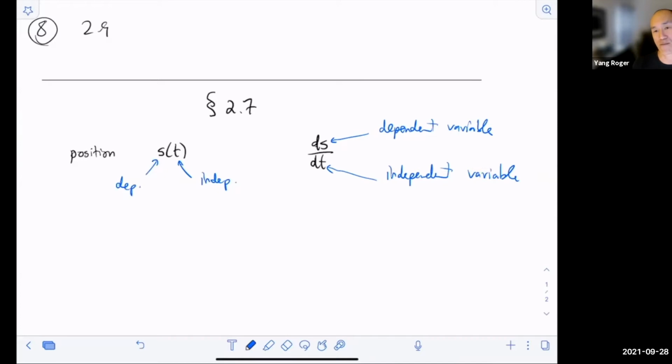So why do I bring this up yet again? I mean, I talk about this all the time. Well, in section 2.7, we're going to start looking at rates of change of different types of things. It's not always time. It could be with respect to some other variable. So I'm just emphasizing this idea again, like what depends on what.